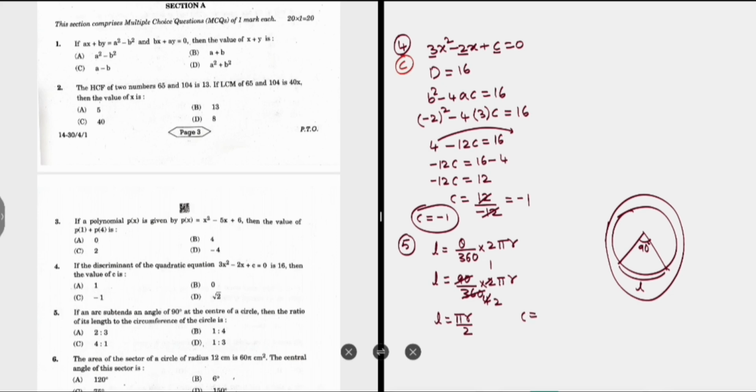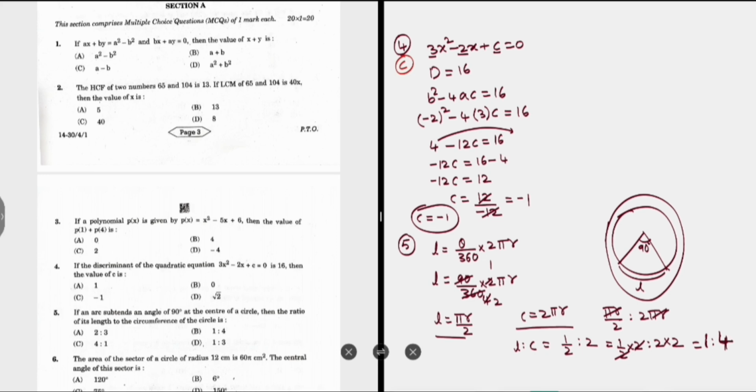And what is the circumference of the circle? 2 pi r. We have to find the ratio of these two. So what is it? Pi r by 2 is to 2 pi r. Here pi r will be cancelled. Then we get the ratio length of the arc is to circumference of the circle is equal to 1 by 2 is to 2. But that option is not there. So both the first term and the second term should be multiplied by 2. So that can be written as 1 by 2 into 2 is to 2 into 2. The 2 cancels here. So what we got finally? 1 is to 4. So the answer is 1 is to 4.